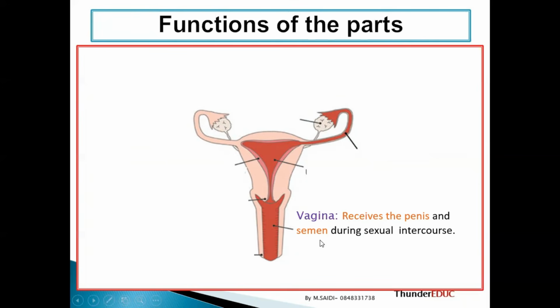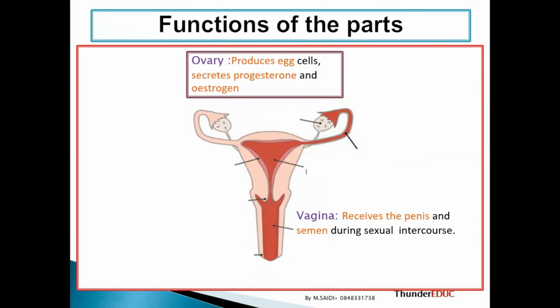Semen is the combination of the fluid from the three accessory glands plus the sperms. We call it semen during sexual intercourse. So we have seen here that the vagina receives the penis and also the semen. Semen is supposed to go into the vagina, and the vagina also receives the penis. However, some people put these things in different areas. I won't talk about that.